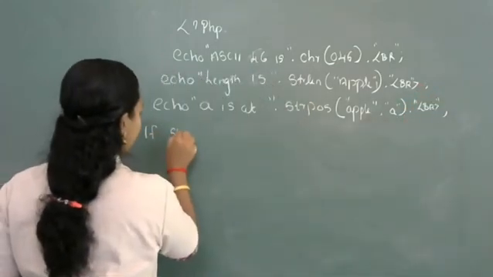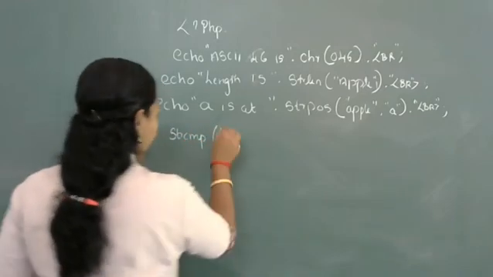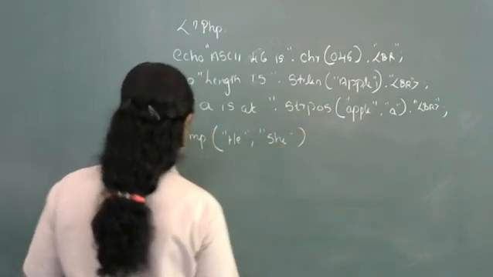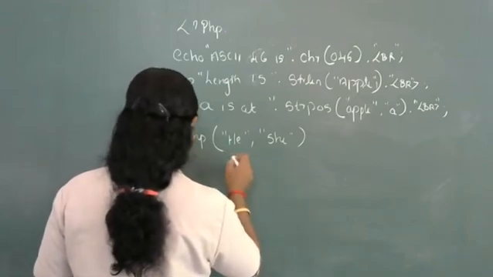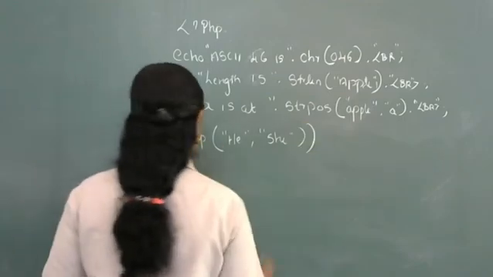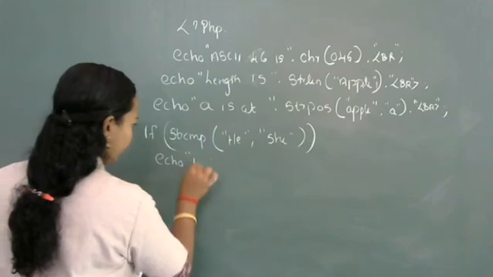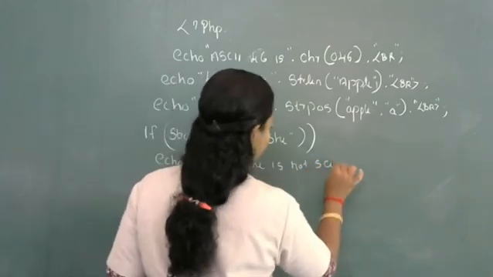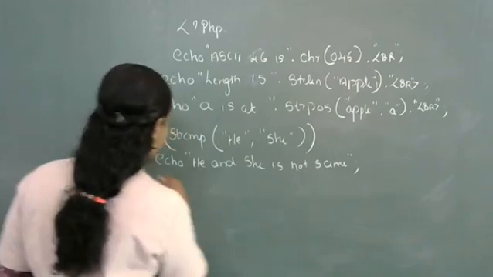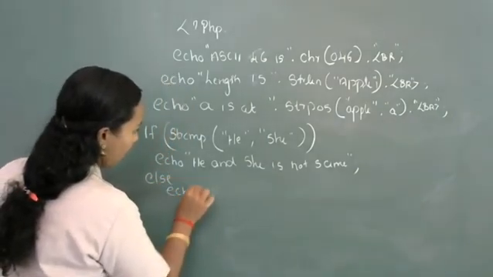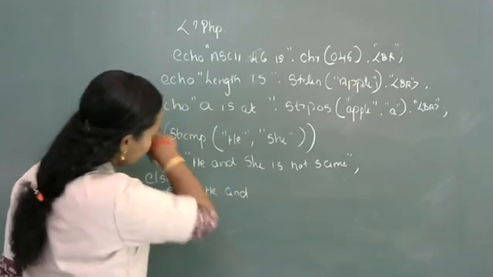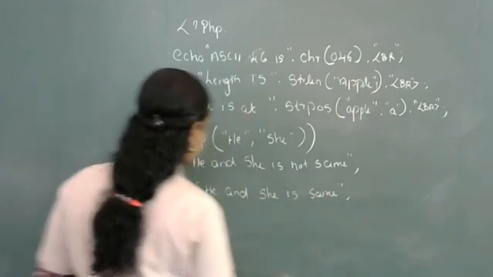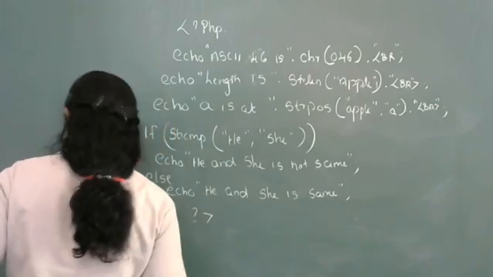If strcmp("he", "she") echo "he and she is not same", else echo "he and she is same"; semicolon, question mark colon.